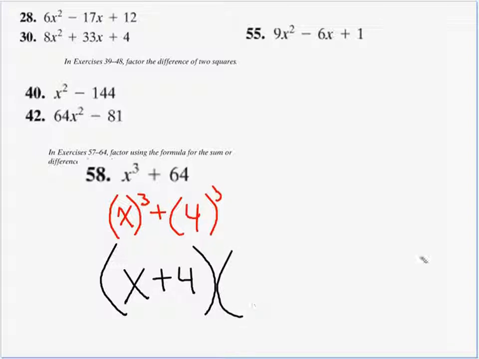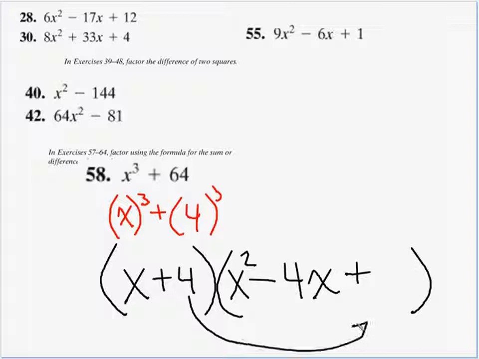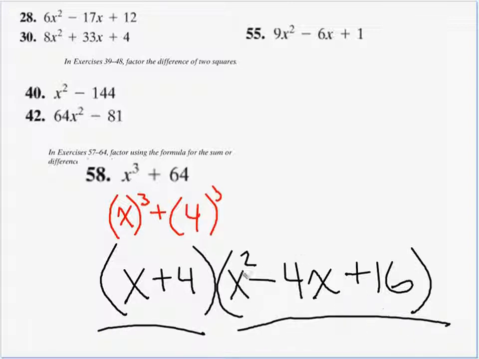And from the binomial, we can create the trinomial. Bring over the first term, square it. Flip the first sign, here it's a negative. The middle term is these two multiplied together. 4 times x is 4x. Last term is always a plus. We bring this term over and square it. 4 squared is 16. So there we go. The quantity x plus 4 times the quantity x squared minus 4x plus 16. If we were to multiply that out, we would get back to our sum of cubes.